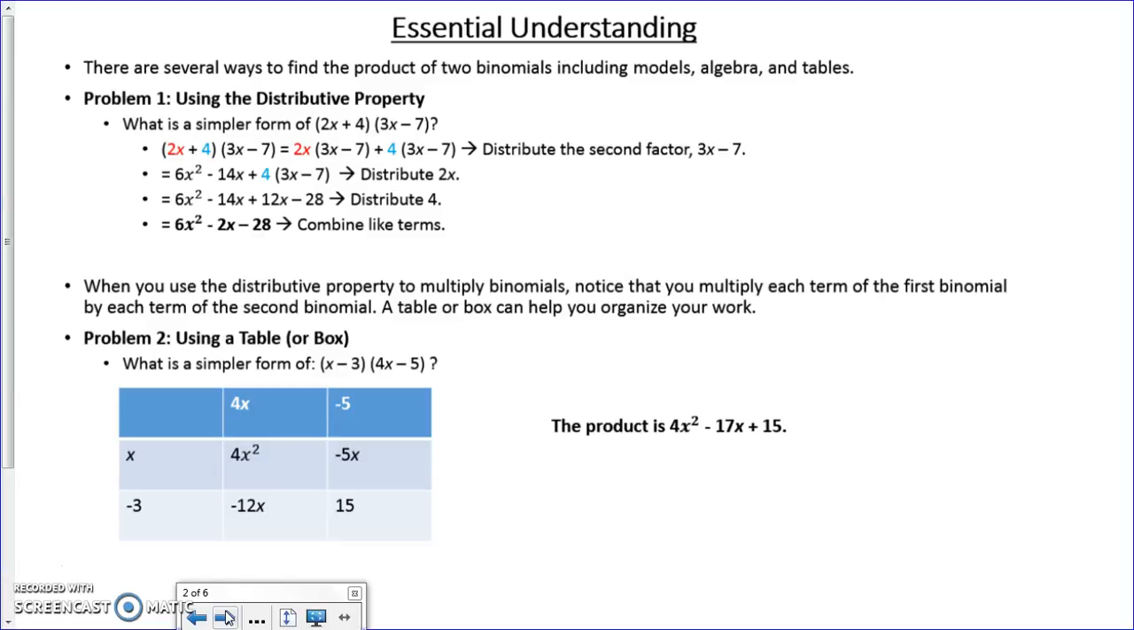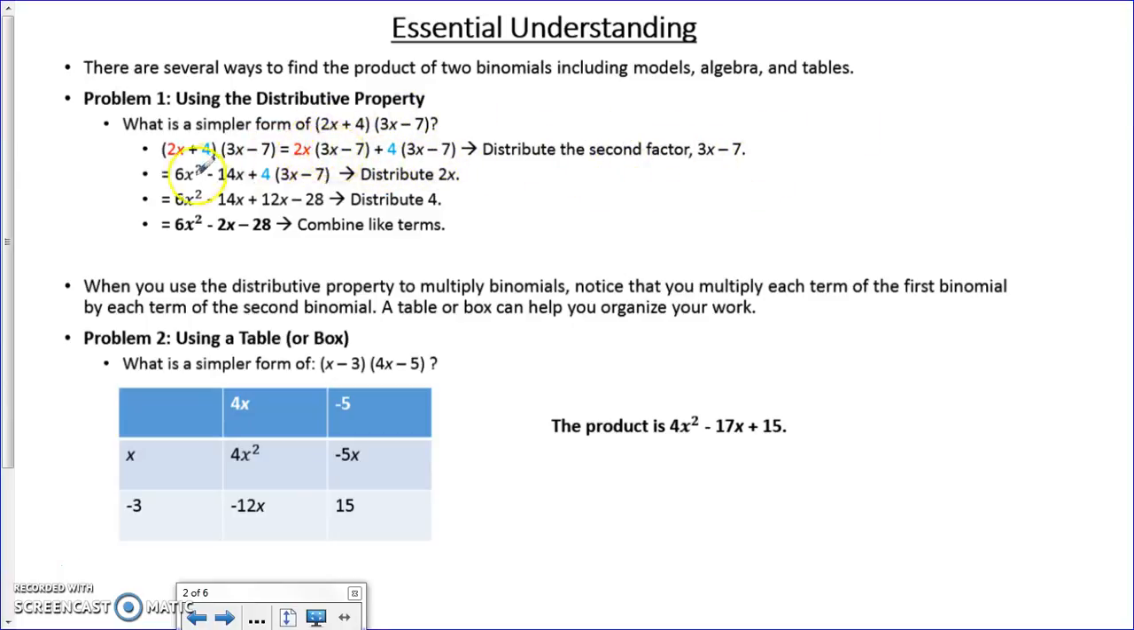This is the first way you can use to find the product of two binomials. What is a simpler form of 2x plus 4 times 3x minus 7? If we use the distributive property, we can split this up. We can take the first term of the first binomial, which is 2x, and multiply by the second binomial, and then we can take the second term of the first binomial, which is 4, and multiply it. So distribute the second factor, 3x minus 7.